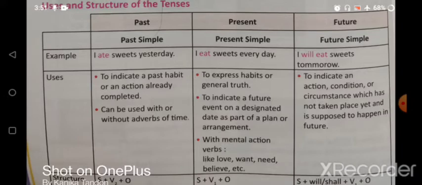So here when we talk about simple past, first is subject plus verb in a second form and then object. Taking an example, I ate sweets yesterday. So this indicates that there is an action that has taken place and it is already over, like to indicate a past habit or an action already completed. Alright, the thing that we are talking about is already done yesterday, a day before yesterday, or an hour or 2 hours, a couple of hours back.